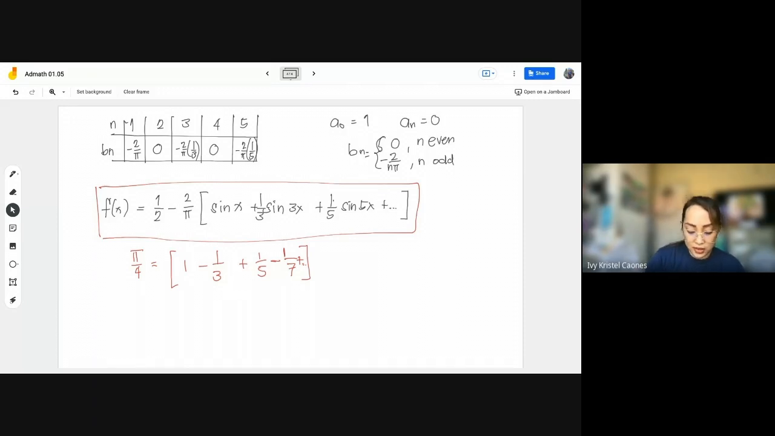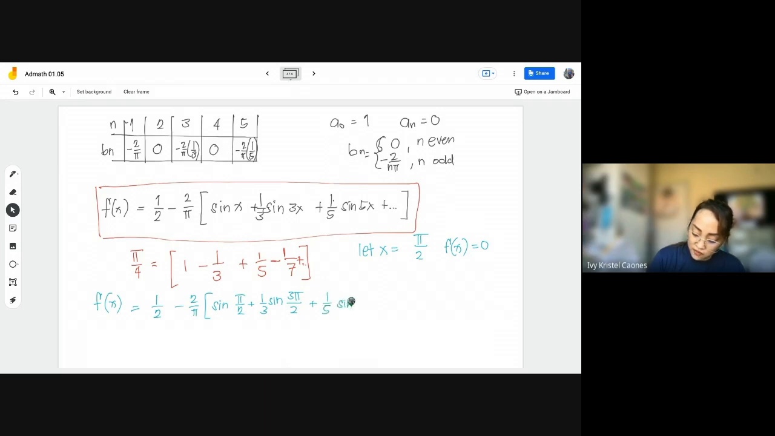So let's say x equal to pi over 2. That will be f of x equal to 1 half minus 2 over pi, sine pi over 2, plus 1 third sine 3 pi over 2, plus 1 fifth sine 5 pi over 2, plus 1 over 7 sine 7 pi over 2. So that is 1 half minus 2 over pi. Sine pi over 2 is 1. Sine 3 pi over 2.